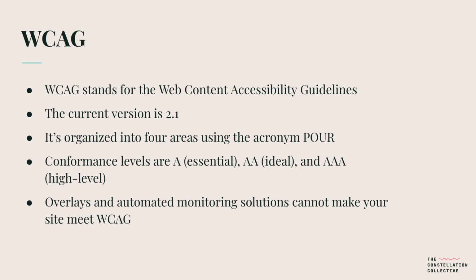WCAG stands for the Web Content Accessibility Guidelines. Its current version is 2.1, and it's organized into 4 areas using the acronym POUR, which stands for Perceivable, Operable, Understandable, and Robust. Conformance levels are deemed A essential, AA ideal, and AAA high level. And overlays and automated monitoring solutions cannot make your site meet WCAG.